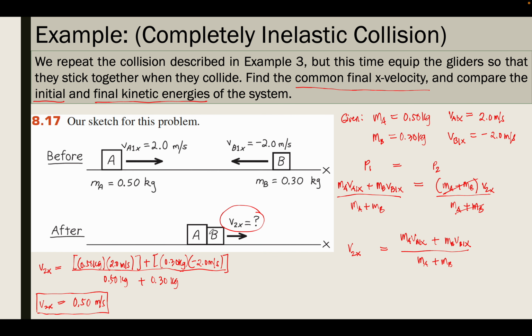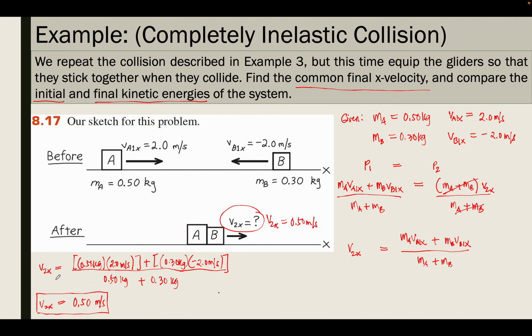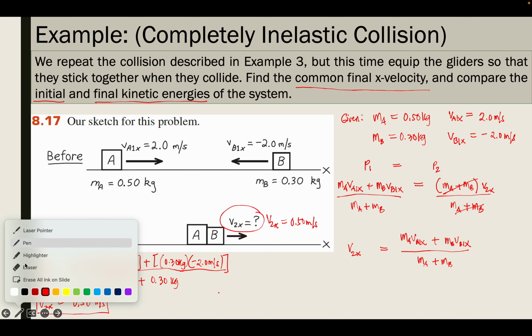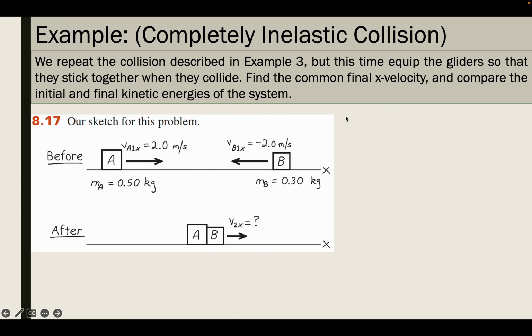Okay, so now aside from the final velocity, we have V2x here equal to 0.50 meters per second. So we are done with the common final x velocity. Now the next step is to compare the initial and final kinetic energies of the system. Okay, so we will now solve for the initial and final kinetic energies of the system.